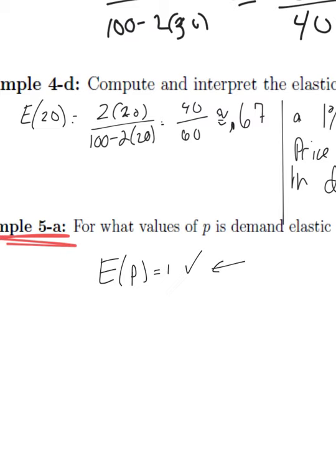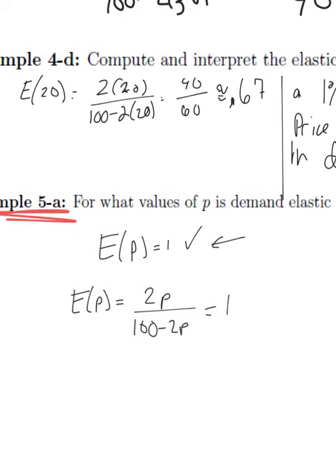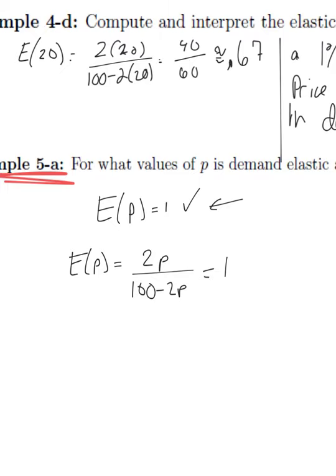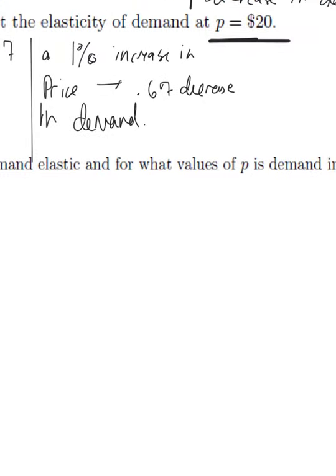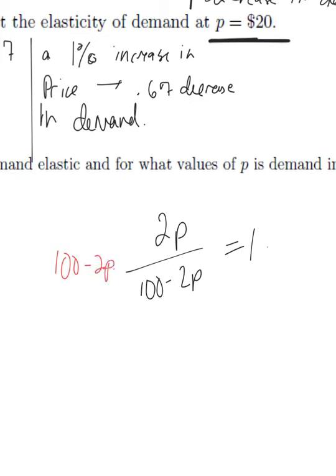This is the most effective price, and that's what we're going to solve, right? So we're going to take the same equation that we've been using, our E of P was 2P over 100 minus 2P. We're going to set that equal to 1 and solve. And luckily, the solving is not too bad once you clear your denominators. I'm going to multiply both sides by 100 minus 2P. All right, we get 2P is equal to 100 minus 2P.